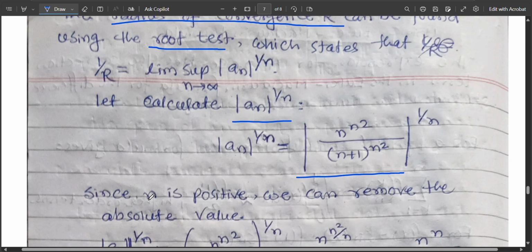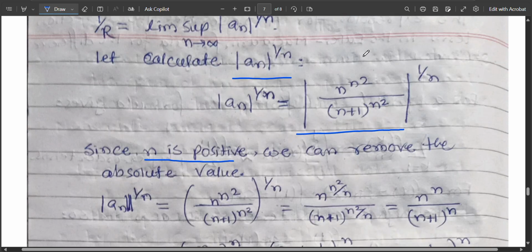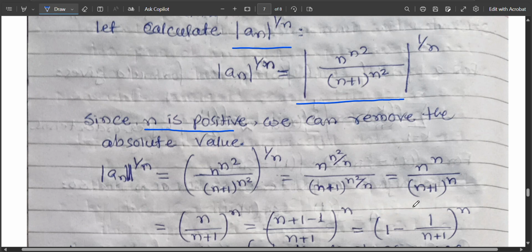Since n is positive, we can remove the absolute value. In place of the absolute value, we will write just the bracket to the power 1 by n. So 1 by n will multiply here: n to the power n squared by n, and (n plus 1) to the power n squared by n. So the n will be cancelled, and we get n to the power n by (n plus 1) to the power n.